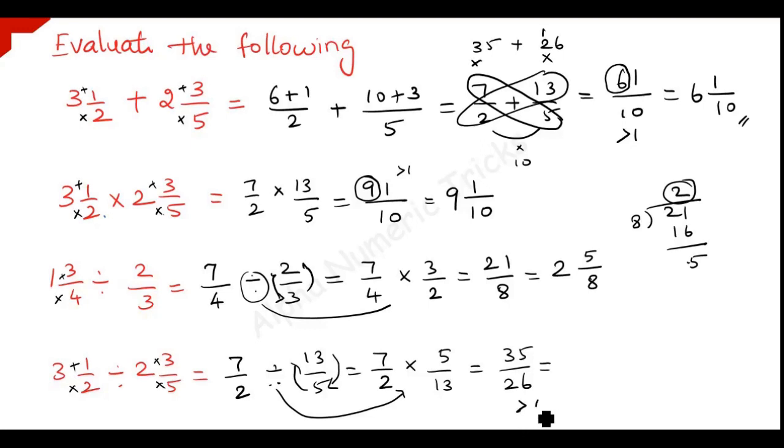This is also greater than 1, so this is an improper fraction, so convert it into a mixed fraction. So you just divide this by 26. So 1 times 26 is 26, and here you have 9. You have to subtract: 35 minus 26 is 9, and here you have a 1, so 9. So this term can be written as 1 9 over 26.